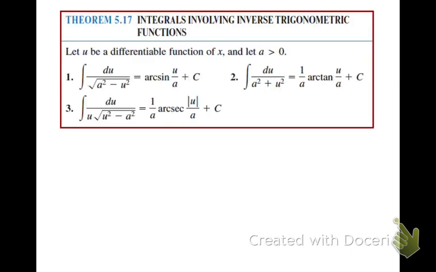So our integration rules we have arc sine. The integral of du, also known as u prime, correct, over the square root of a squared minus u squared would equal the arc sine of u divided by a plus c. Number 2 is the integral of u prime over a squared plus u squared equals 1 over a arc tangent of u over a plus c. So we are going to have to identify what a is and what u is, correct? So we're going to find u prime, and we're going to have to figure out a.